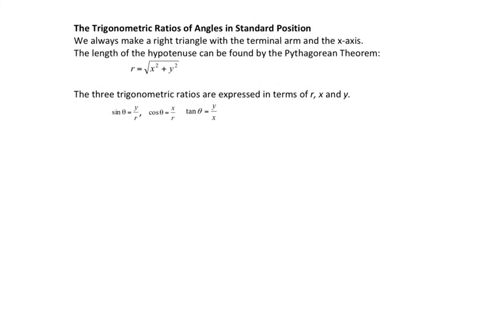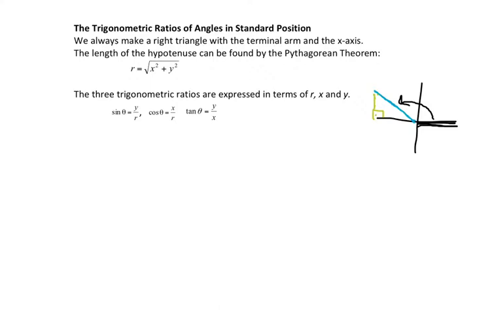So always, if we're looking at an angle in standard position, we want to make a right angle with the x-axis. So it's super important that you use the x-axis. So if we have some angle in standard position, let's say it's here. Really the measure of our angle is here because we're measuring from the initial arm, which is the positive x-axis. But when we go to make a right-angled triangle, we're going to use the nearest x-axis. So here's my right-angled triangle.